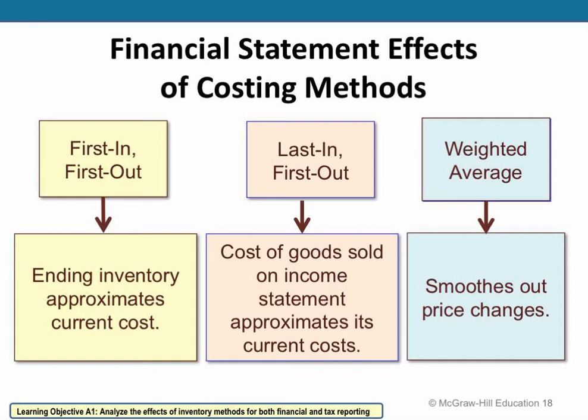Now for first in, first out, if we look at the costing method and its effects, it's going to have ending inventory that approximates the current cost. So we're going to have more relevant accounting information perhaps on our balance sheet. Whereas last in, first out is going to have the cost of goods sold on the income statement more closely approximate those current costs. So we might have more relevant accounting information in our income statement in contrast with the balance sheet. And then weighted average will smooth out the changes. Again, it's going to give you something in the middle for gross profit and something in the middle for ending inventory.